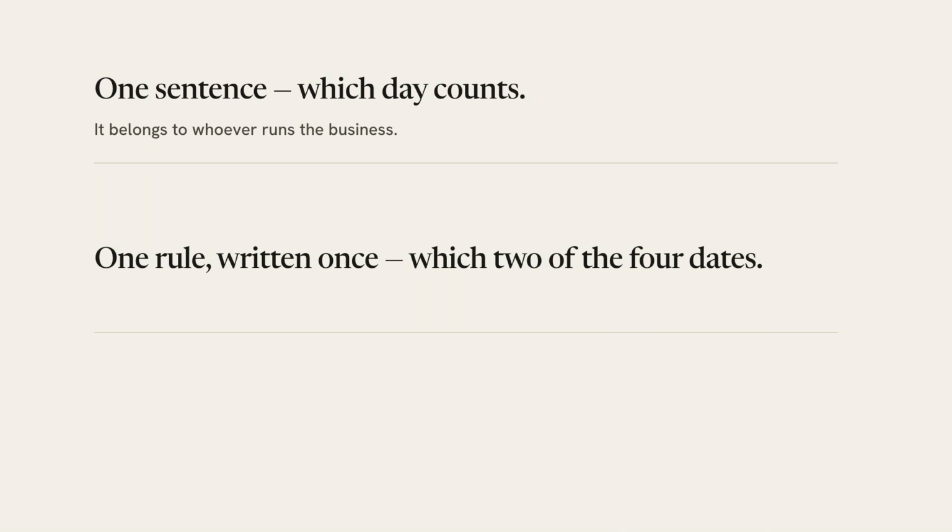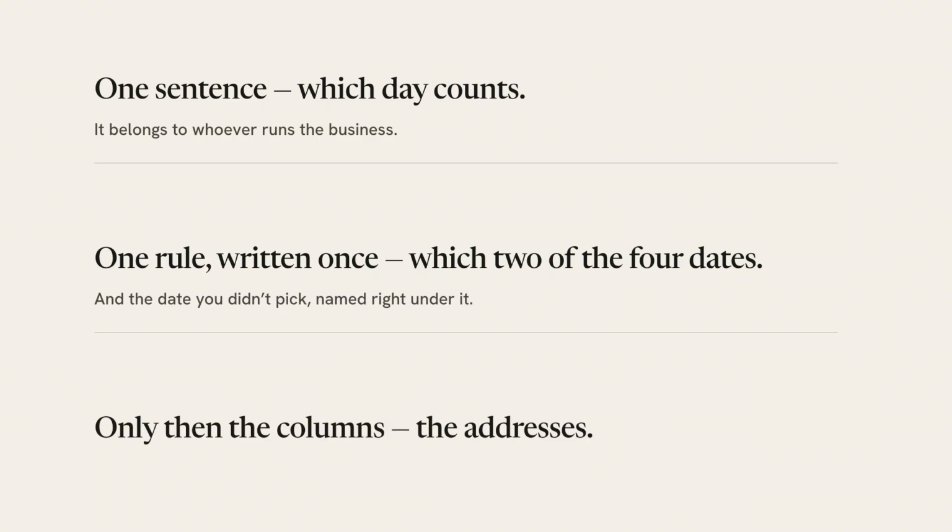Write the rule once. Which 2 of the 4 dates? And right under it, name the date you didn't pick, so nobody rediscovers it next quarter. And only then point at the columns. Not a new column in the DataHub, not a filter in Power BI. Both are faster, yes, and exactly how they got 2 answers in the first place. A physical fix for a conceptual problem.